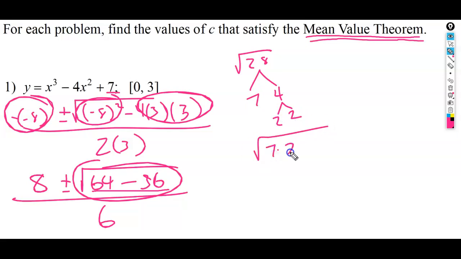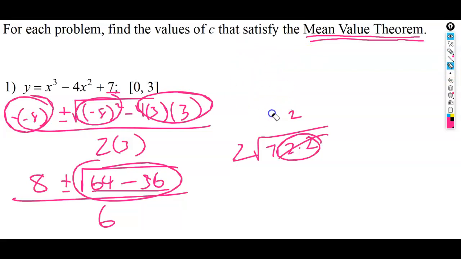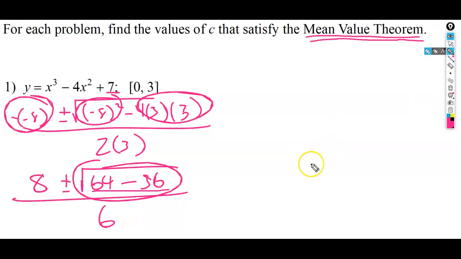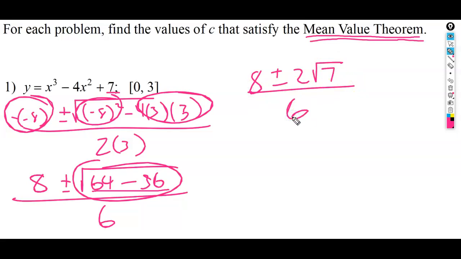So the way you simplify a square root is after you break it down, you take out the pairs that match as 1. So this whole thing here simplifies to 2 square root of 7. So now we have 8 plus or minus 2 square root 7 over 6. The last thing you'll do is, if possible, reduce all three of these numbers at once.